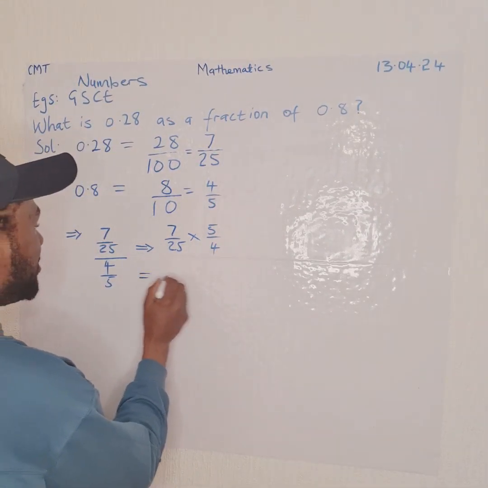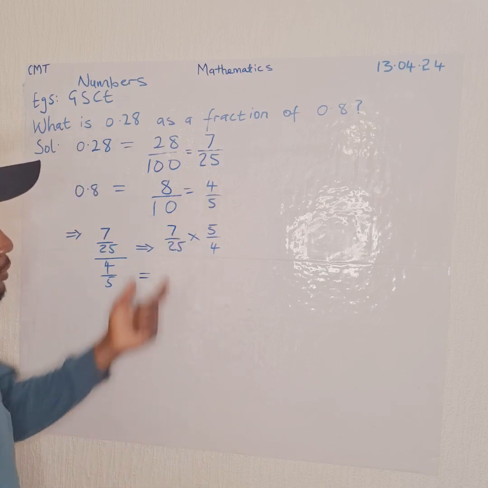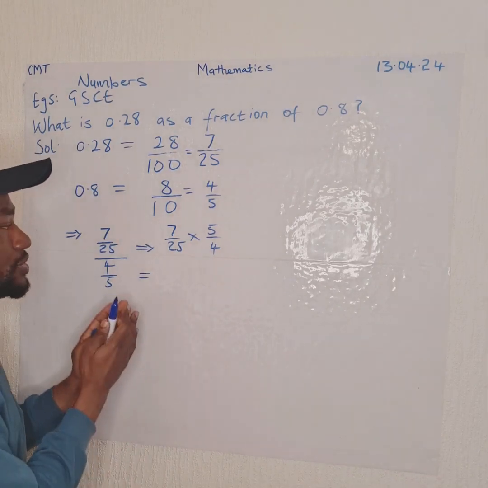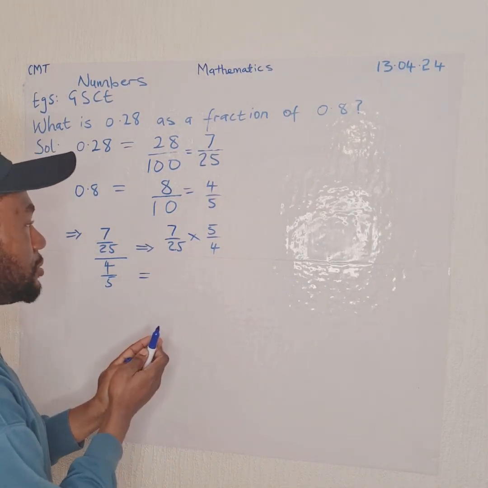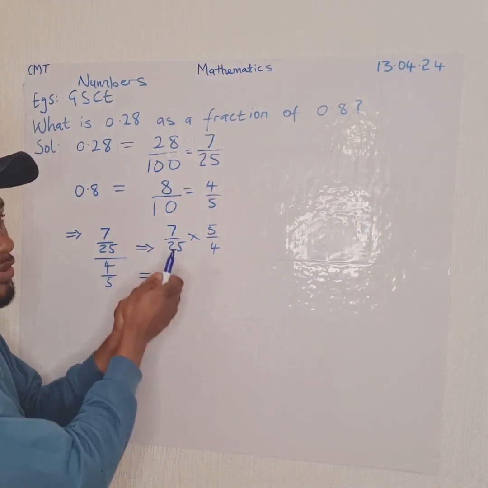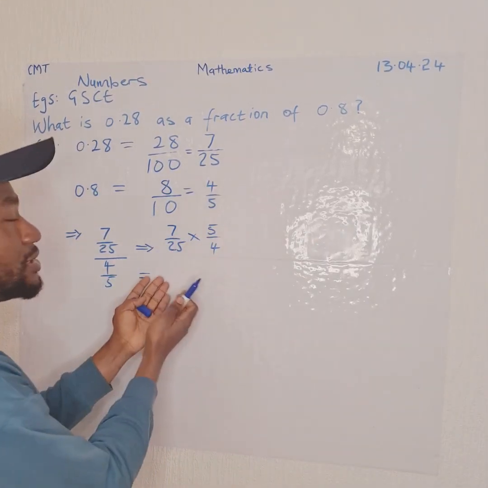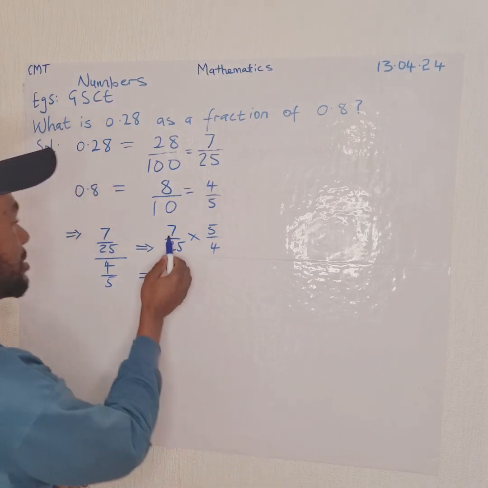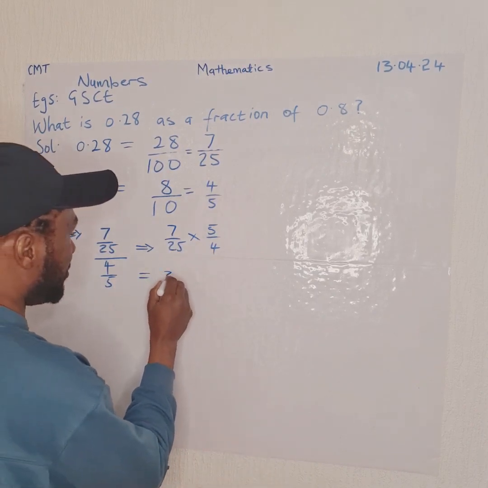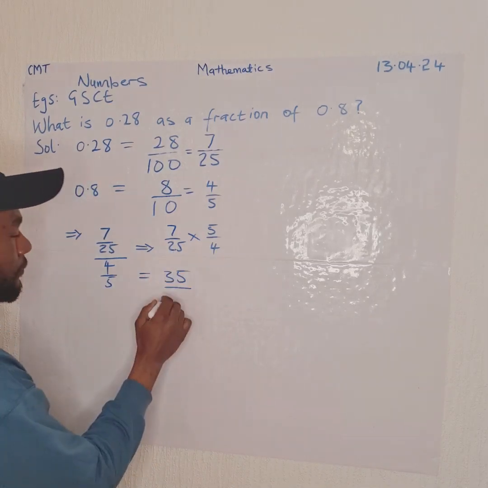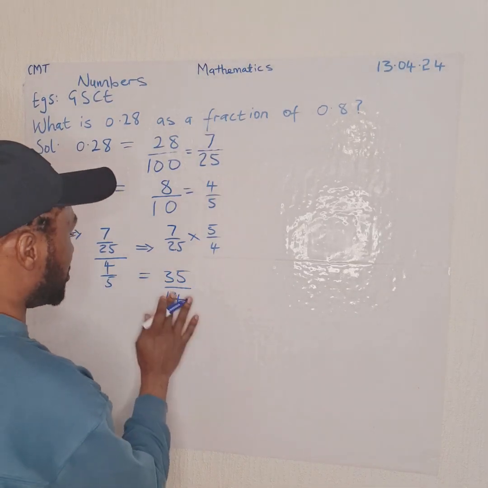We both know that multiplication is commutative. So when you're dealing with fractions in multiplication, you just multiply the numerator by the numerator. Even if there's another numerator, keep multiplying them, and then multiply the denominators. Simple as that. 7 multiplied by 5 is 35. 25 multiplied by 4 is 100.